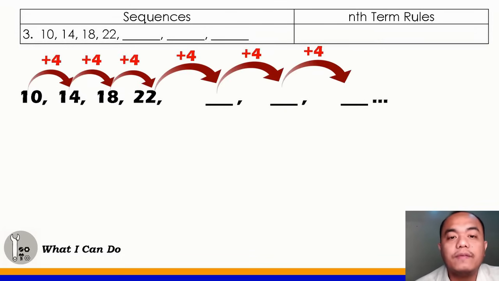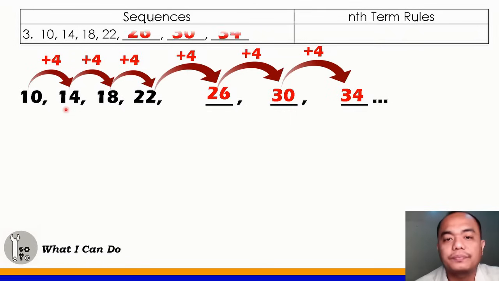Okay? As you notice, we have a common difference of 4. Obviously, to get the missing number, our fifth term, we just add 4 to 22. That makes it 26. And then 26 plus 4 equals 30, and then 30 plus 4 equals 34. So our next three terms are 26, 30, and 34.